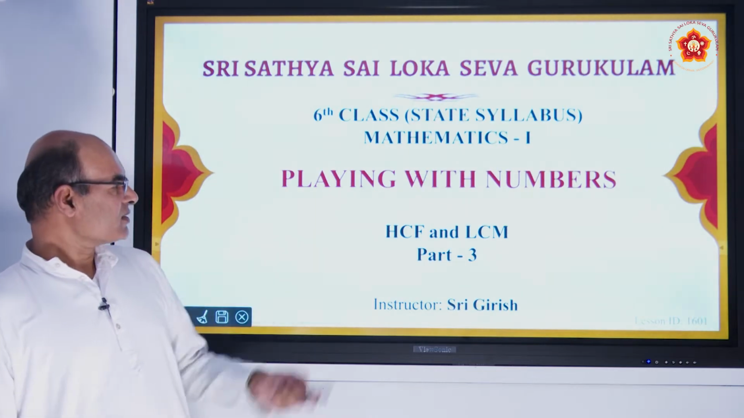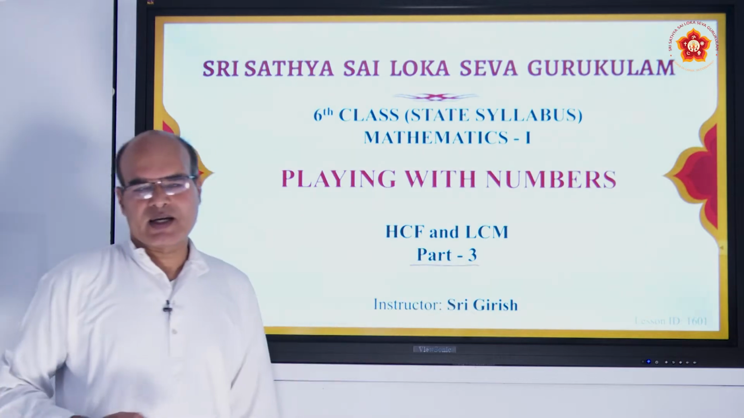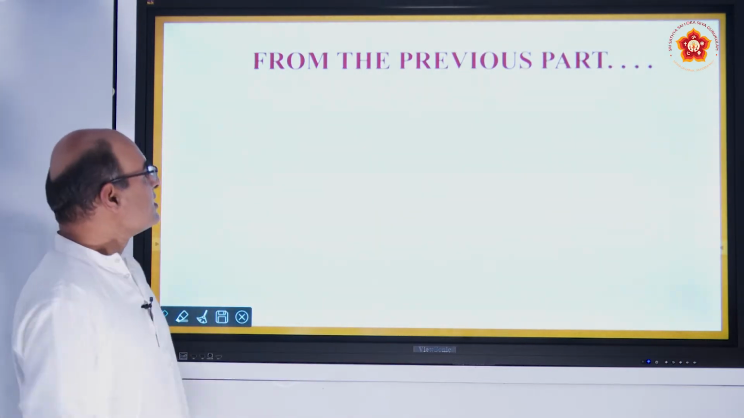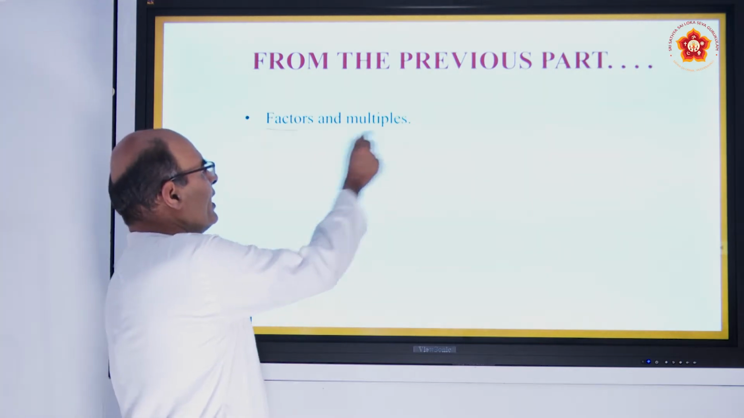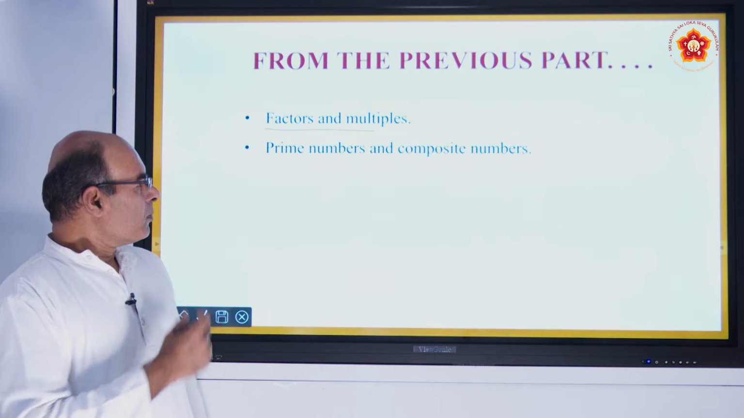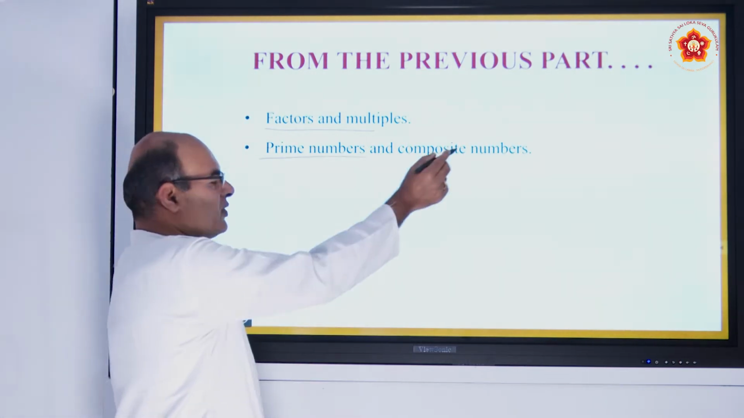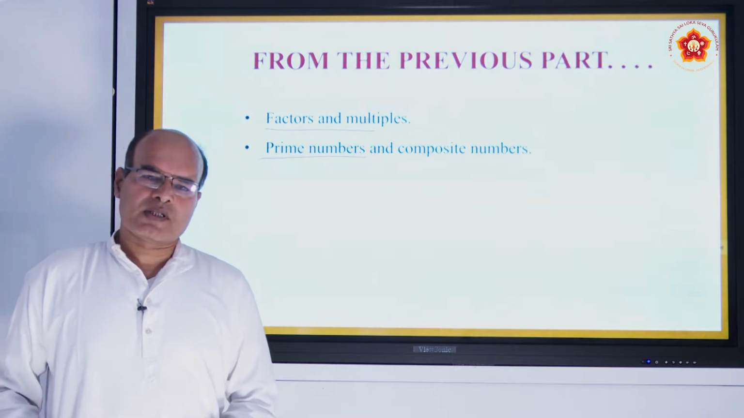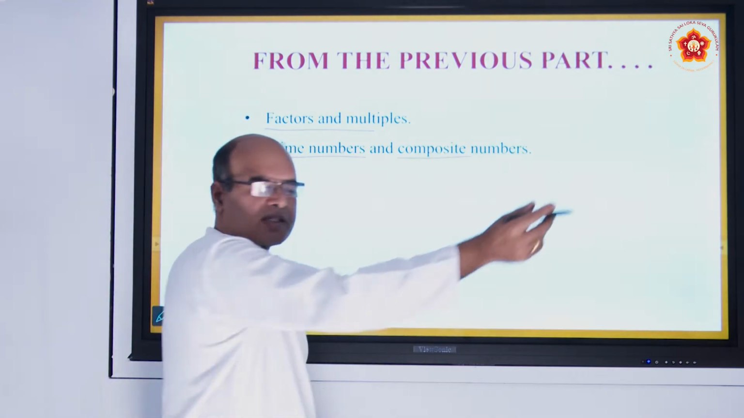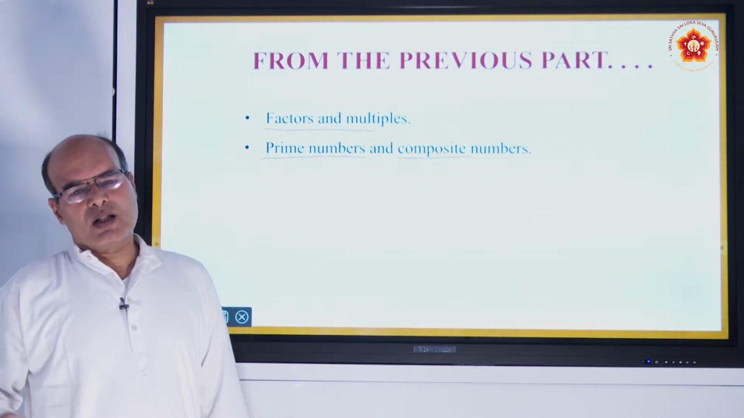So we are discussing the chapter Playing with Numbers. This is the last part, the third part of this chapter. In the first part we discussed the factors and multiples of a given number, then prime numbers and composite numbers. Under prime numbers we discussed co-prime numbers and twin prime numbers. Under composite numbers we discussed perfect numbers. So remember all those things.